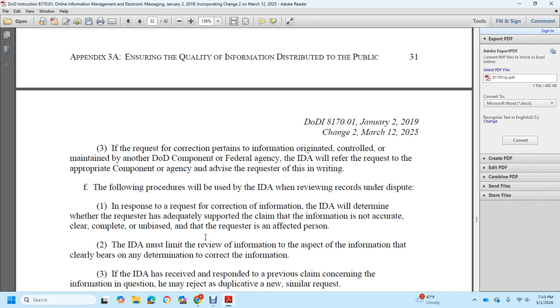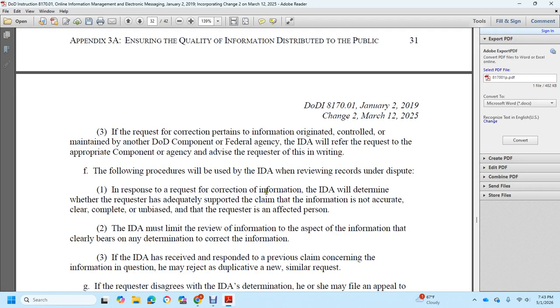The request and the response will be in writing. The IDA will review the records and respond to the request for correction of information. The IDA determines whether the information is not accurate, and whether it is clear, complete and unbiased with respect to the requester. The IDA must limit the review to the information to be corrected, and reject duplicate claims of previous requests concerning the information in question.